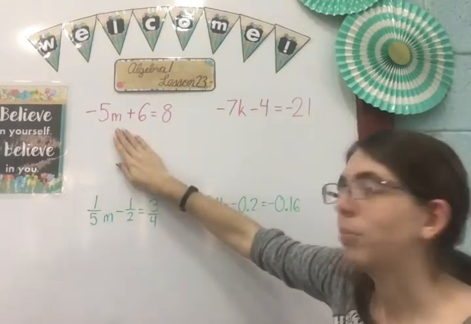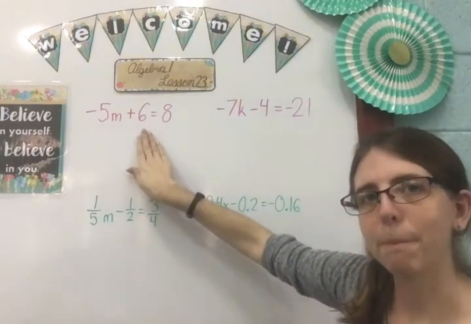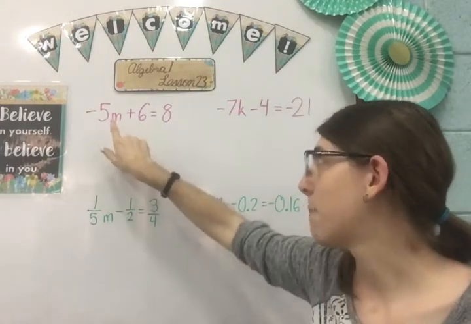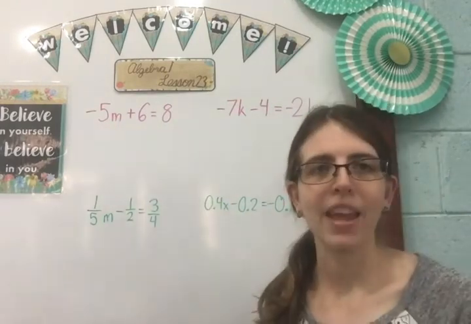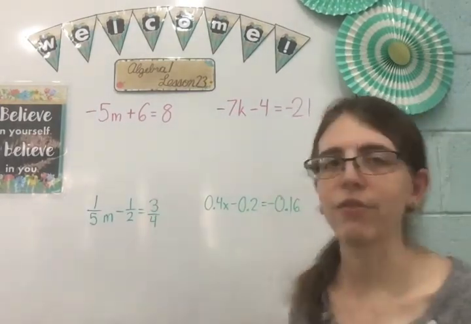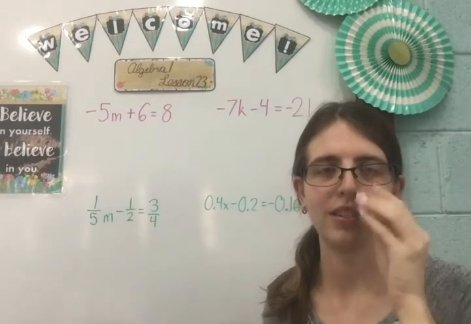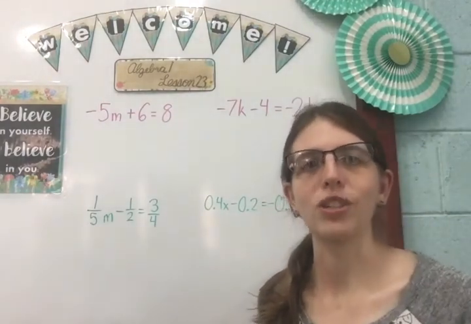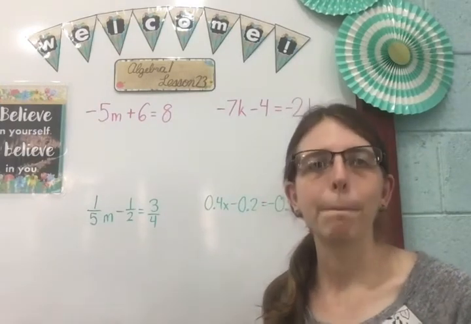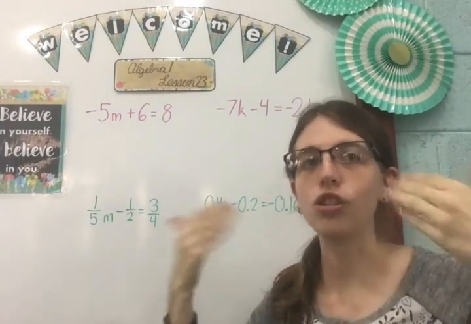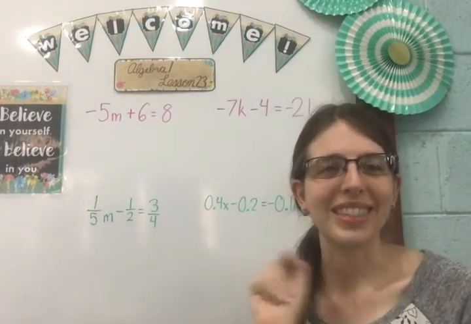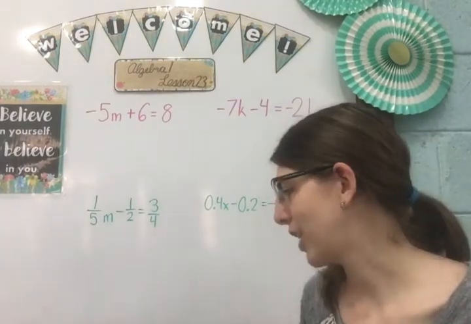So if I have a problem like this, negative 5m plus 6 equals 8. My goal is to get my letter by itself, the m. Because I'm trying to undo what I already have, I go in reverse order of operations. Normally, in order of operations, we do our multiplication first and addition and subtraction second. But, like I said, we're trying to undo something to solve for a missing variable, so we're going to instead start with our addition and subtraction.